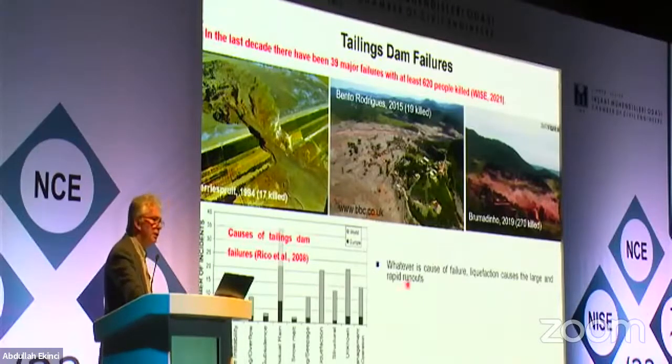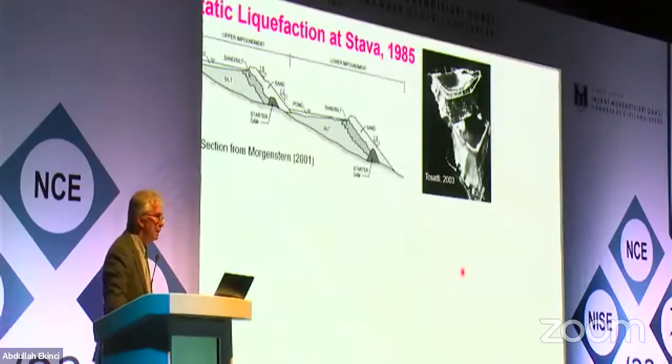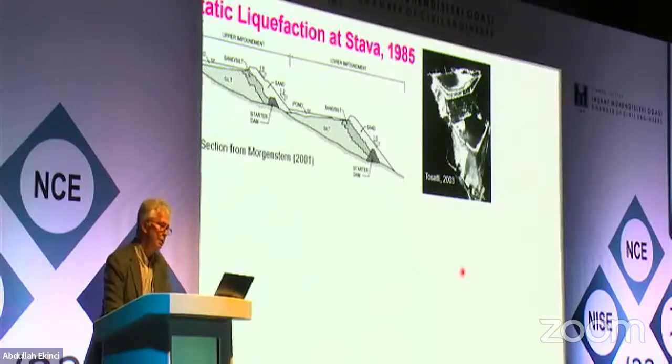The thing I want to focus on is whatever the initiation cause is, these sorts of huge runouts that we're seeing can only mean that the soil is completely liquefied. So my work on static liquefaction started some time ago, not 1985, but this was the Stava disaster that was in 1985. We worked on it later.